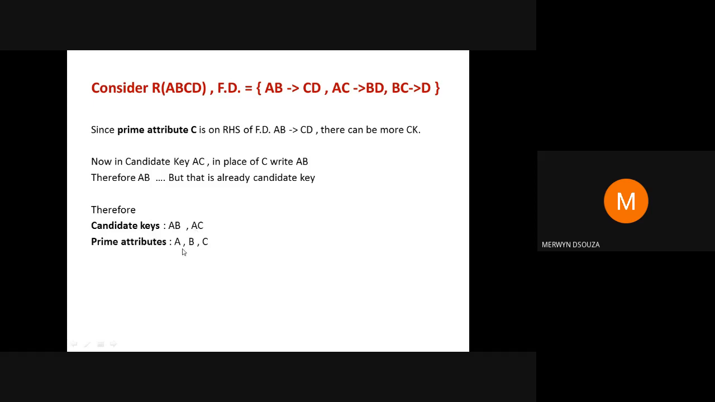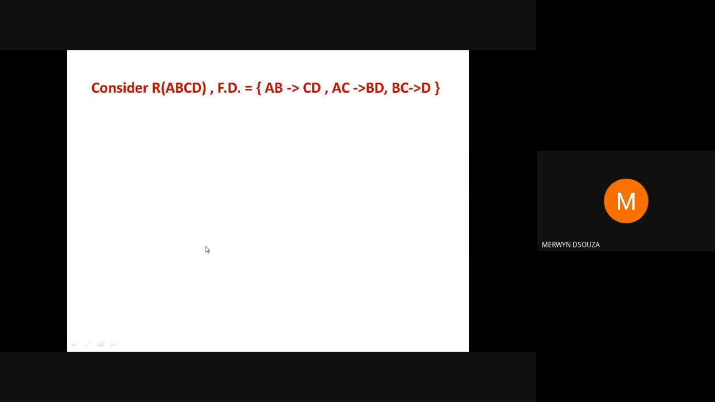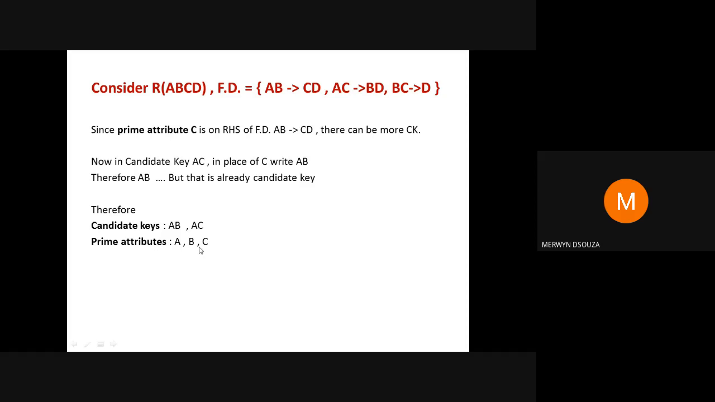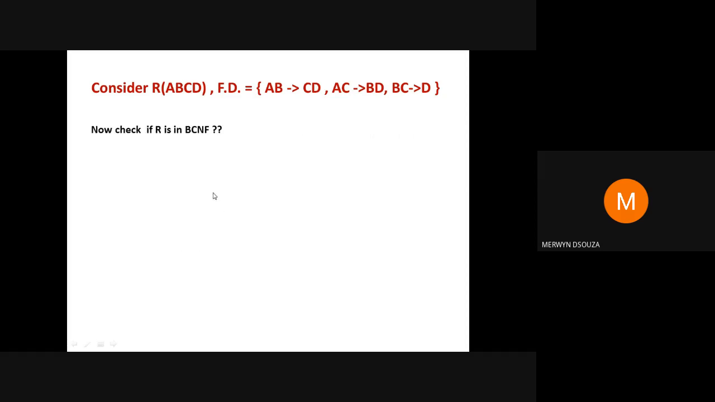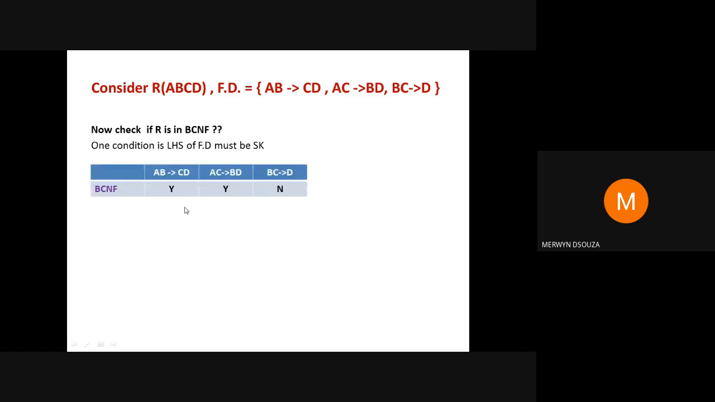The prime attributes are A, B, and C, and the non-prime attribute will obviously be D. Now you can start by checking whether R is in BCNF. So write down all these functional dependencies in a tabular form and check for this condition, whether the left hand side of the functional dependency is a super key. Now you can see here AB is a candidate key, therefore it's a super key, therefore it's in BCNF.